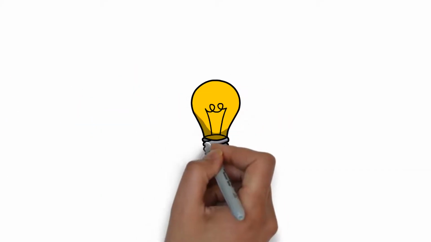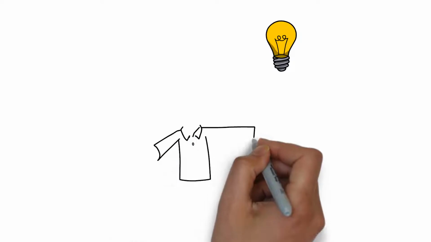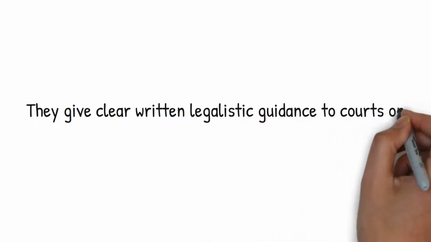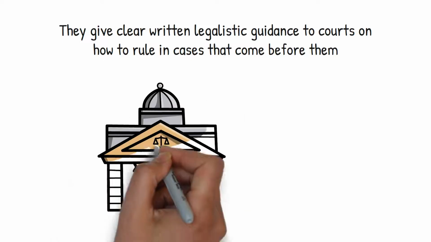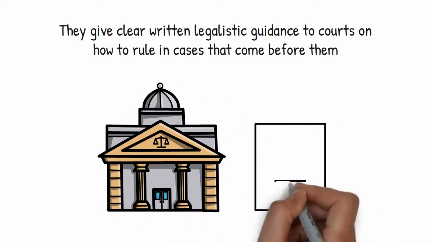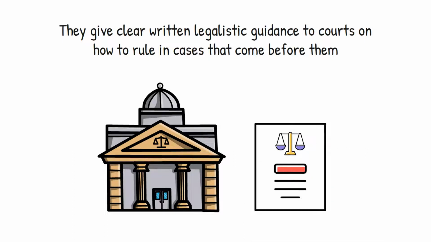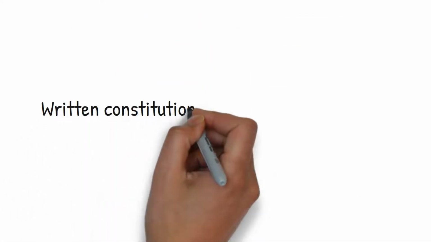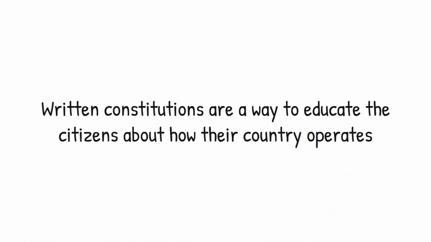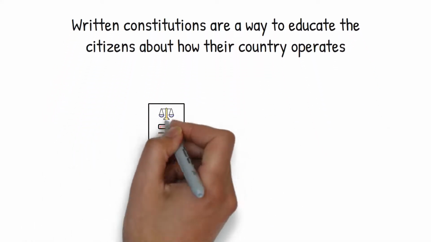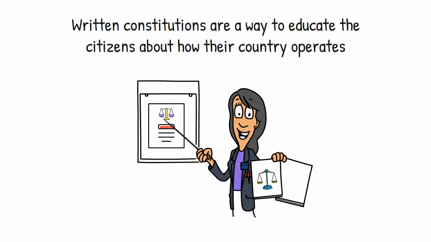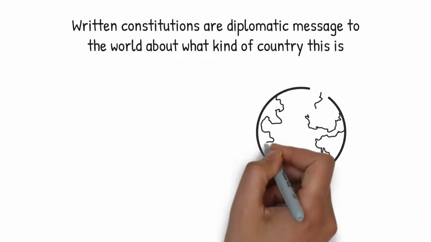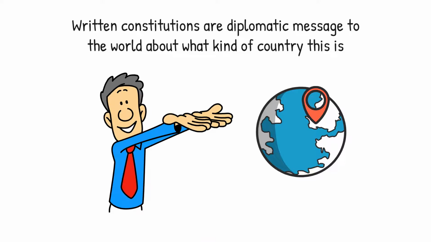If we expand our scope again to countries with written constitutions, it's evident that written constitutions have four functions. They give clear, written, legalistic guidance to courts on how to rule in cases that come before them. Courts play an important role in democracies and non-democracies alike, and it's useful to the court to have a central legal document off of which to work. Second, written constitutions are a way to educate the citizens about how their country operates, what they owe the government, what the government owes them, etc. The written constitution is a civics lesson to help socialize citizens in their country. Third, written constitutions are a diplomatic message to the world about what kind of country this is.